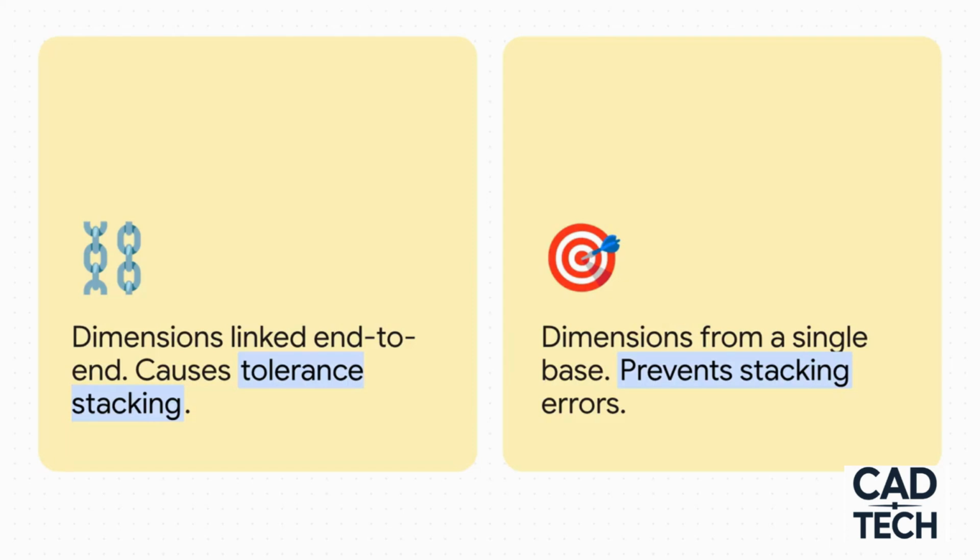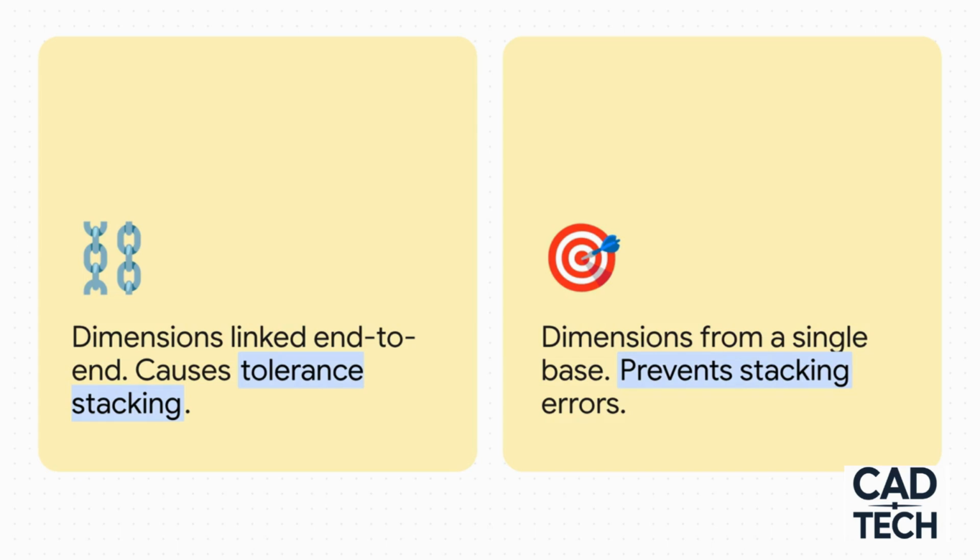And get this, exactly how you place those dimensions on the page drastically impacts the final physical part. On the left, we have chain dimensioning. This is where you measure from one hole to the next to the next. But because each dimension has its own tiny allowable error, its own tolerance, those errors can mathematically stack up as you move across the part, potentially completely ruining the alignment of that final hole.